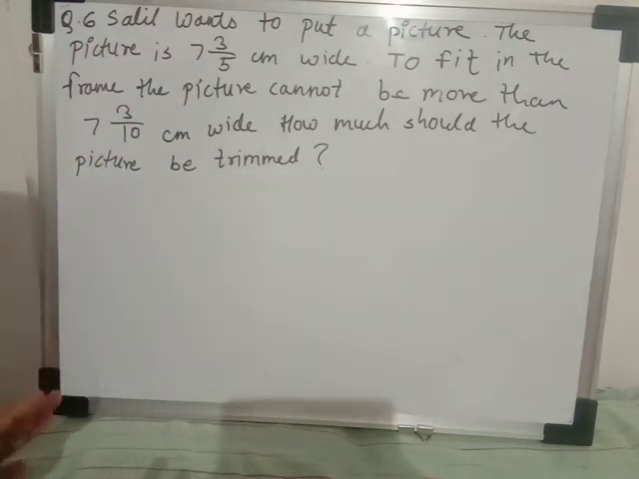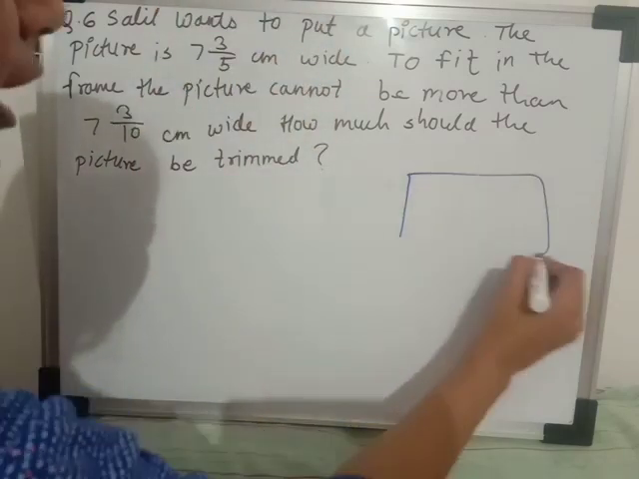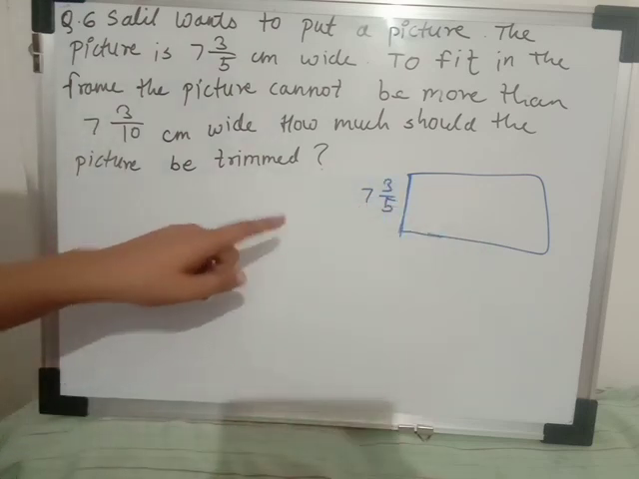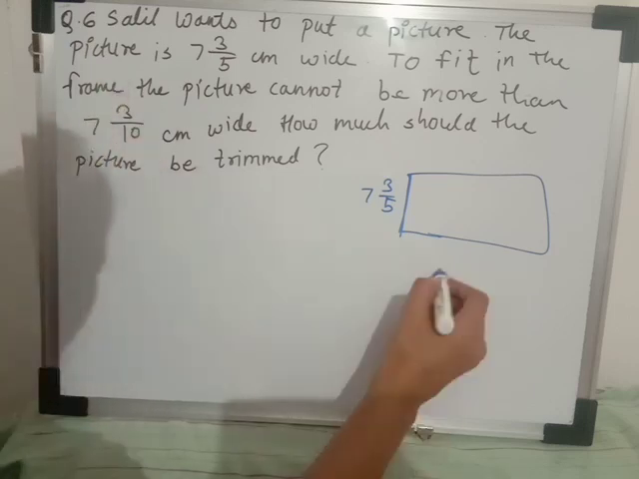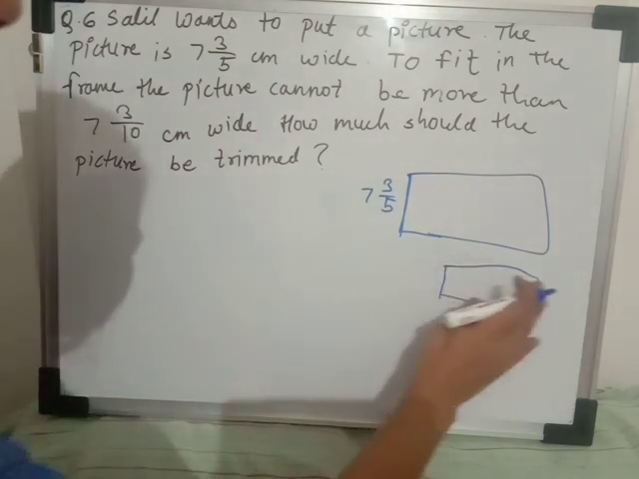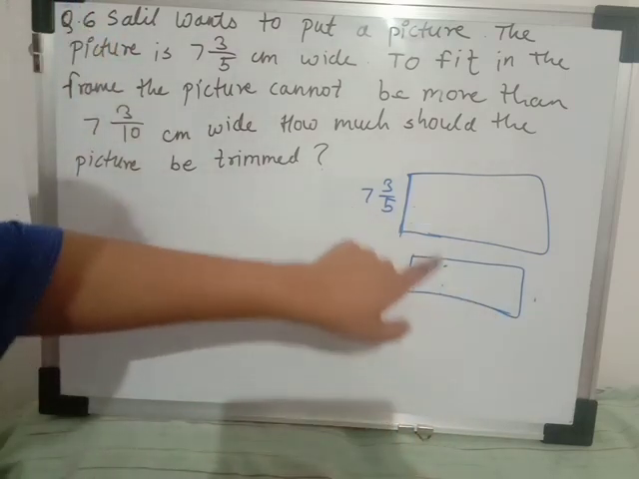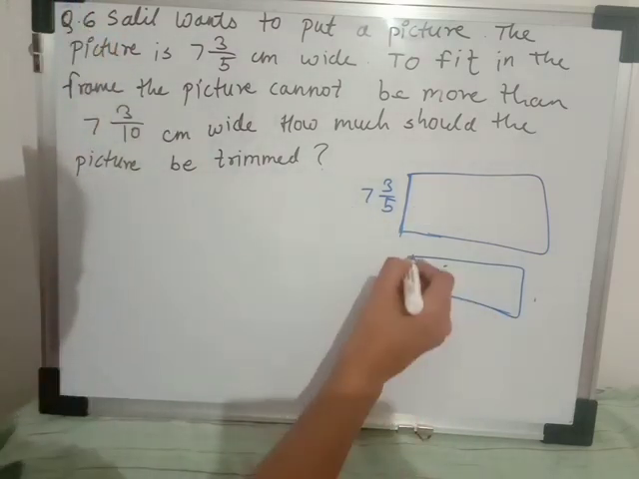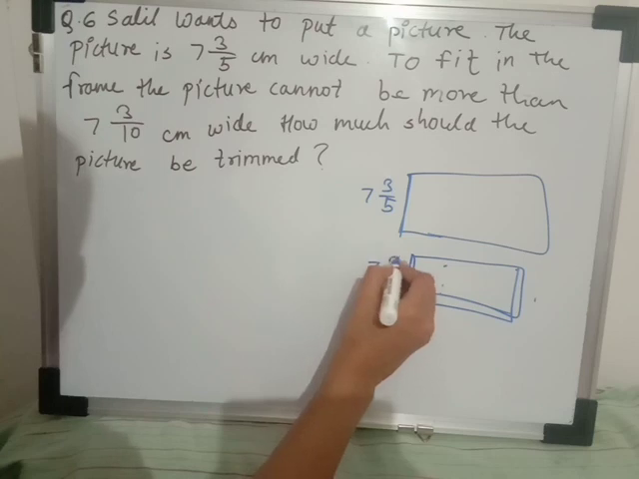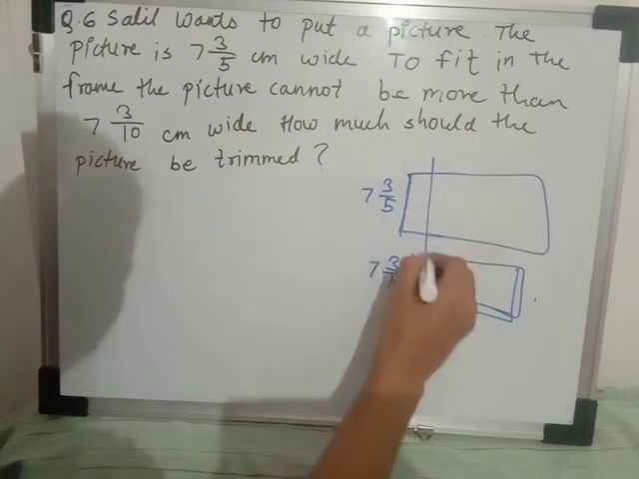मतलब इनका क्या कहना है, सलील के पास एक पिक्चर है जिसकी जो विड्थ है, ओके, वो कितनी है 7 3/5. And he wants to fit that picture into the frame. Suppose this is the frame, which is smaller than this one. And he wants to fit this picture into this frame. The width of this frame is 7 3/10, इतनी ही है.